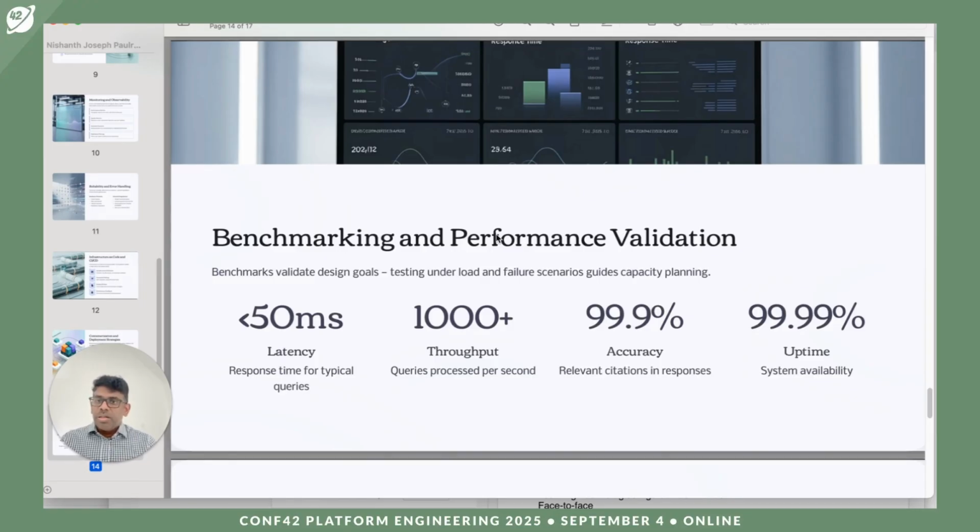So we also need to come up with the benchmarking and draw a line and do the performance validation. So benchmarks validate design goals. Testing under load and failure scenarios guides capacity planning. So we have to define those metrics, like latency. For example, it should be less than 50 milliseconds for typical queries. Throughput: how many queries should be processed per second. Accuracy: how much accuracy we expect. We have to define those metrics and constantly monitor that those metrics are met and we are on track and we deliver what we intended to deliver. And uptime, system availability, that's a very crucial part.